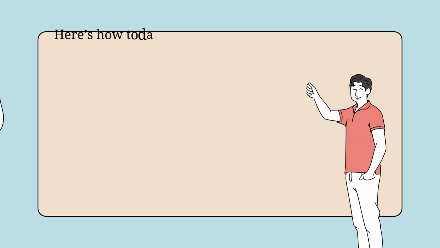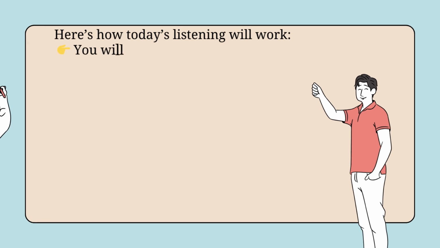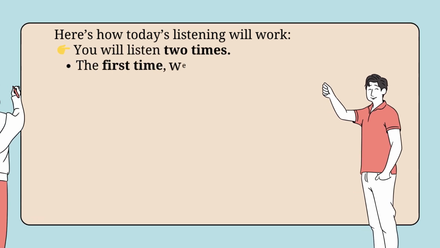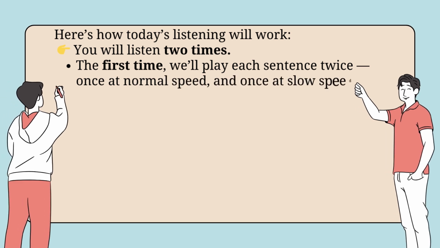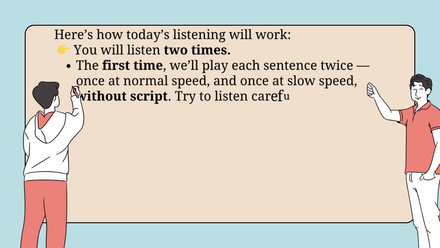Here's how today's listening will work. You will listen 2 times. The first time, we'll play each sentence twice, once at normal speed and once at slow speed without script. Try to listen carefully and guess the meaning.